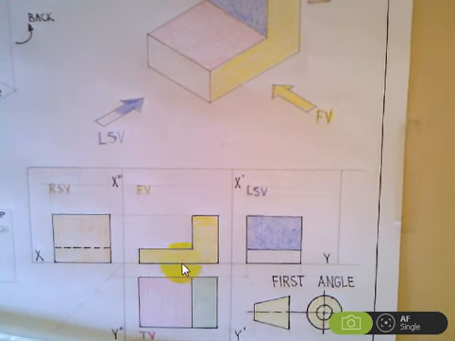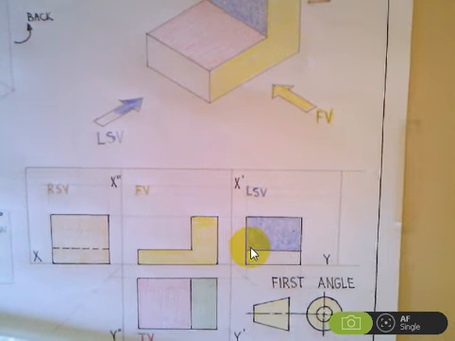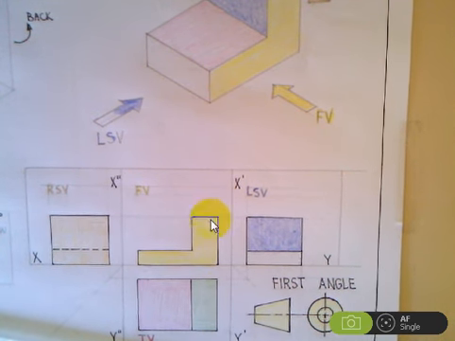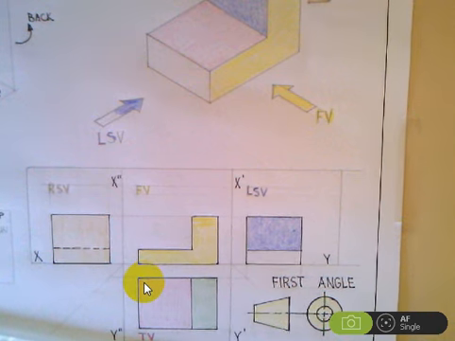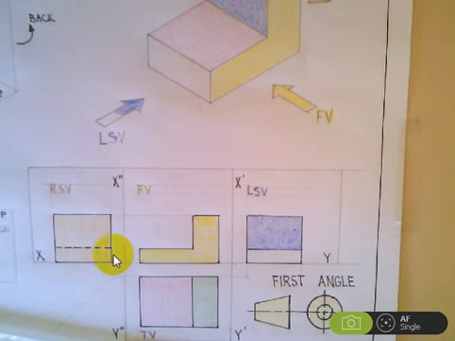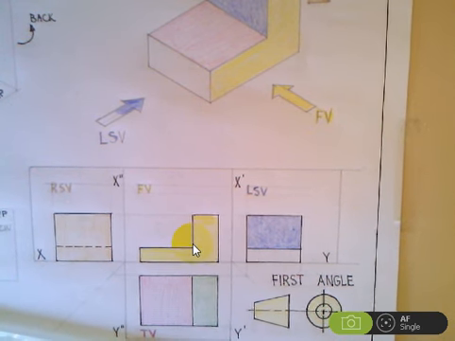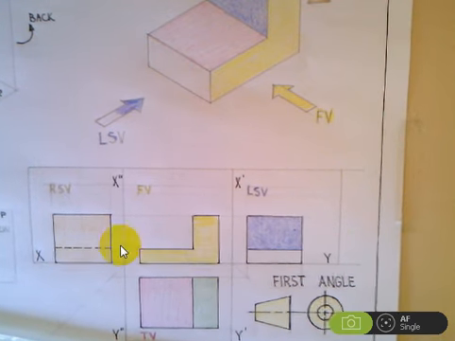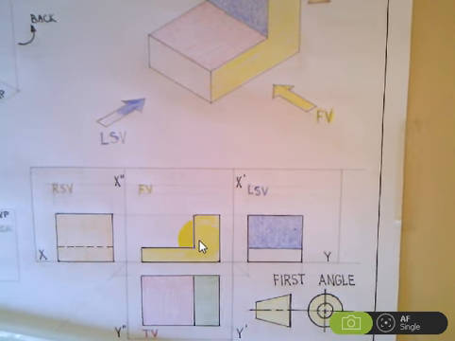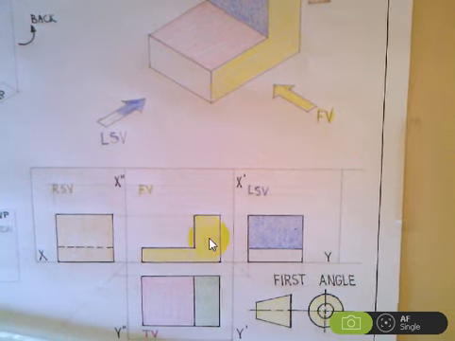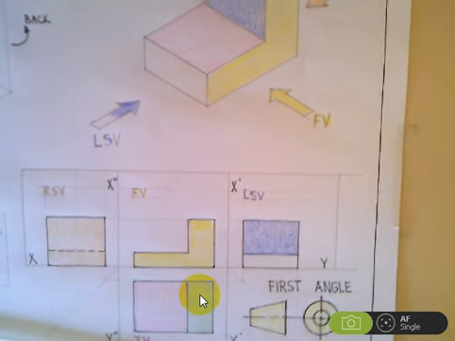Now, your teacher will show you how to set up your drawings nicely on your sheet of paper, and normally it will be the front view, left side, top view, sometimes the right side view, but most of the time for grade 8, front view, left side, top view.